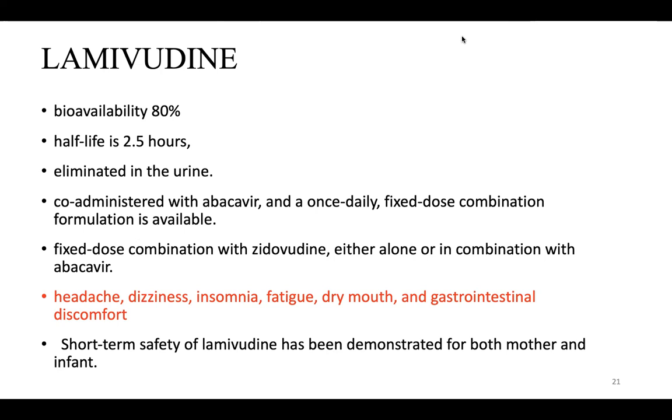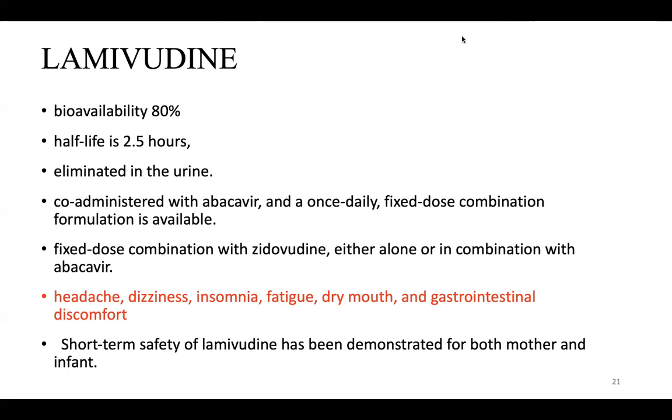Serum half-life is 2.5 hours, whereas the intracellular half-life of the triphosphate compound is 11 hours. Most of the drug is eliminated unchanged in the urine. Lamivudine is often co-administered with abacavir, and a once daily fixed dose combination formulation is available. Lamivudine is also available in fixed dose combination with zidovudine, either alone or in combination with abacavir.